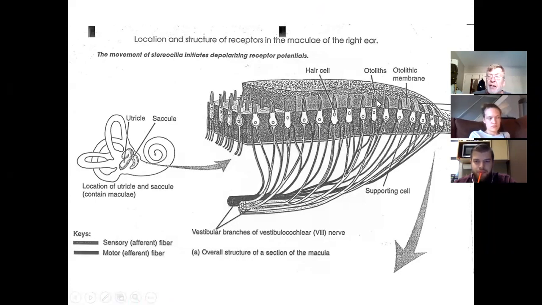And the hair cells of the macula, inside the utricle, saccule, here you go, here's your utricle, here's your saccule. All they're saying is inside of these, you'll have this. Fluid surrounds all of it, but also this is gelatin, just like Jell-O.